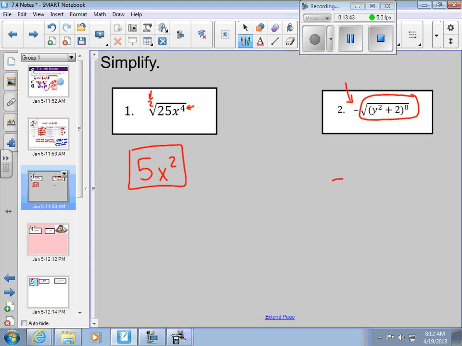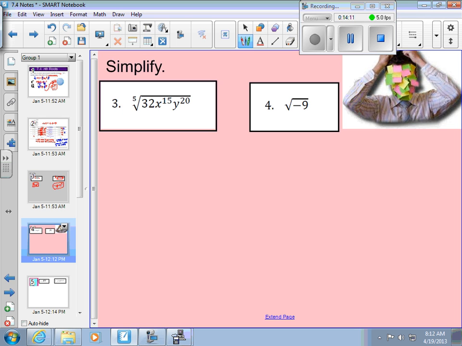Again, there is a little 2 here that's not written, but we know it's there. So we have to think, what do we get if we take this power of 8 and the root of 2? What did we say we do? We divide them. So 8 divided by 2 would be power 4. So this y squared plus 2 is going to end up being taken to the 4th power. And that's the solution. So with roots and exponents, you want to divide them to figure out what it is.